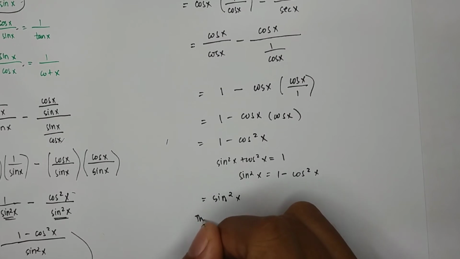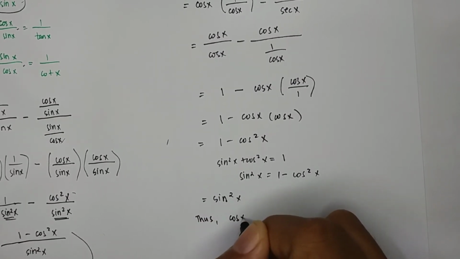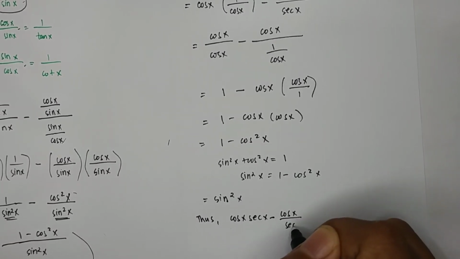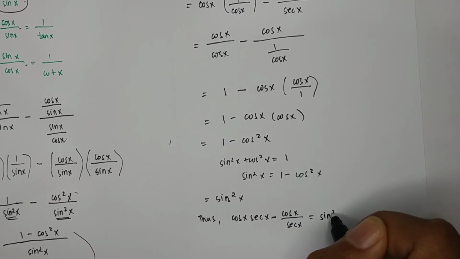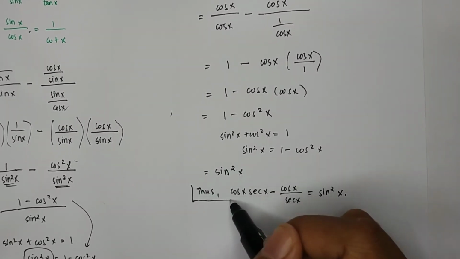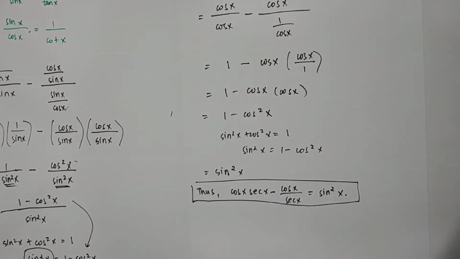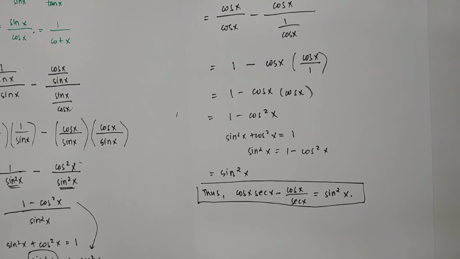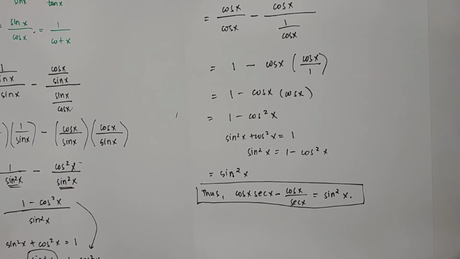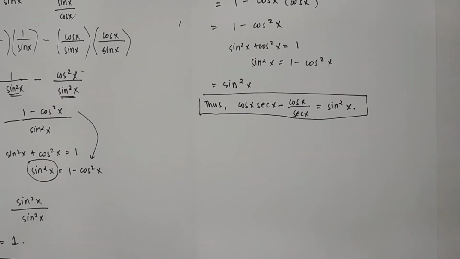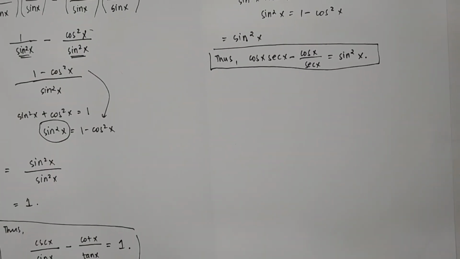Therefore, cosine x secant x minus cosine x over secant x is equal to sine squared x. This will be our final answer, the simplified expression of cosine x secant x minus cosine x over secant x. Okay, so that's it.